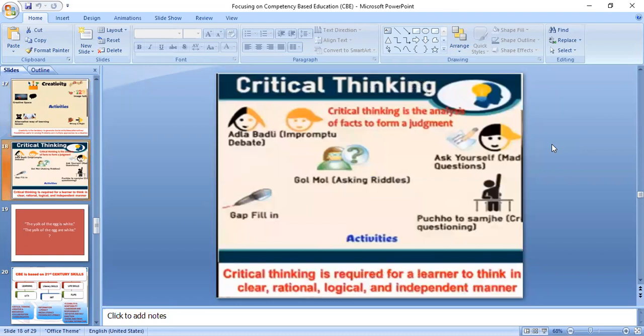Next is critical thinking. So critical thinking is the analysis of facts to form a judgment. And critical thinking is required for a learner to think in a clear, rational, logical, and independent manner. So in critical thinking, we can use asking riddles, asking yourself mad questions, impromptu debates, group discussions, पूछो तो समझो, that means questioning, creative questioning. These processes can be used.